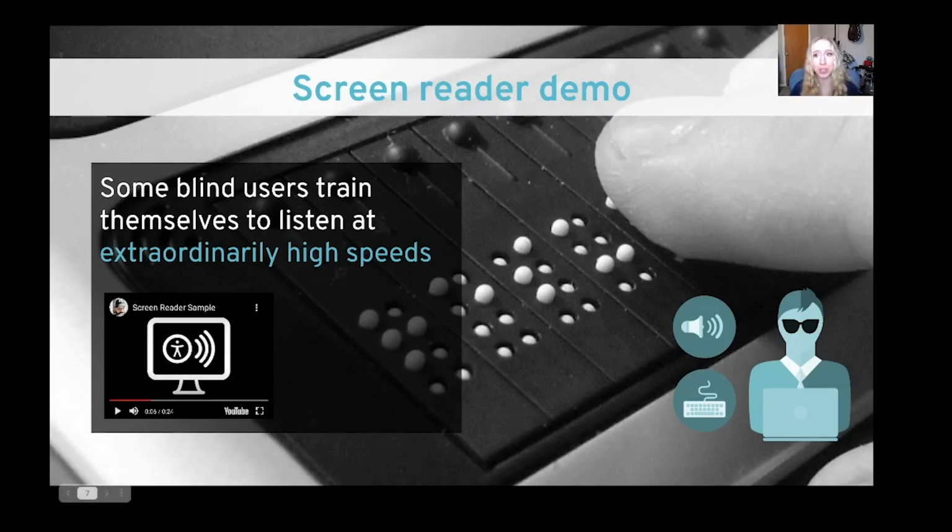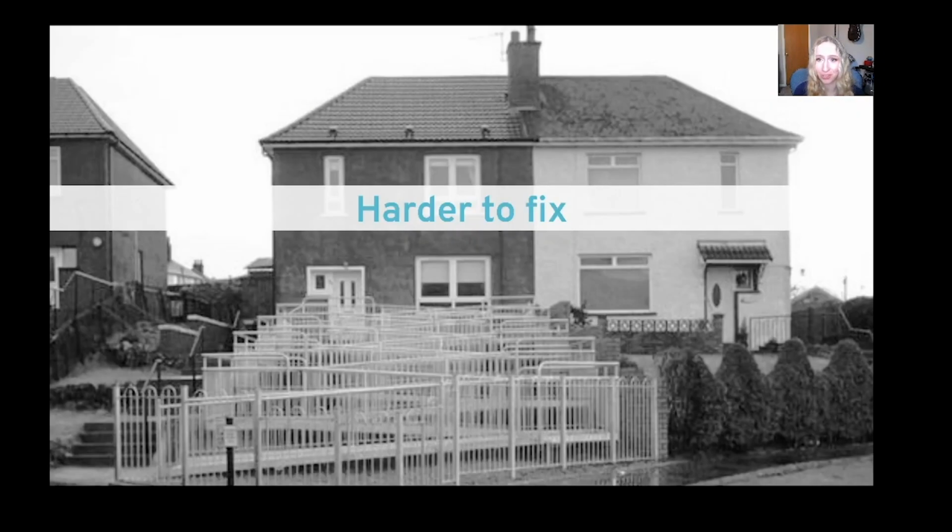English is commonly spoken at around 120 to 150 words per minute, but some screen reader users have trained themselves to understand more than 450 words per minute. So what may seem like a disadvantage can sometimes be an advantage. Imagine reading your emails in half the time it normally takes you.